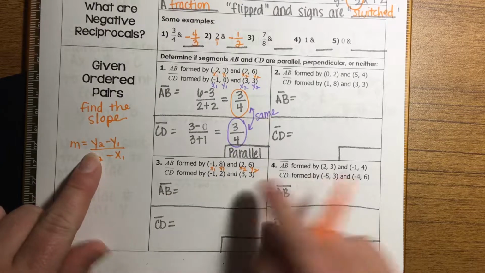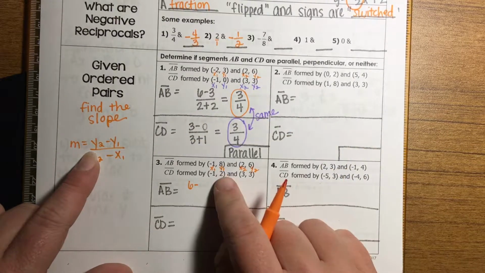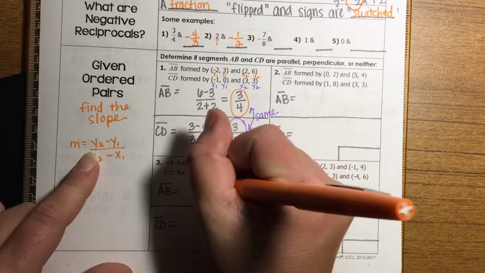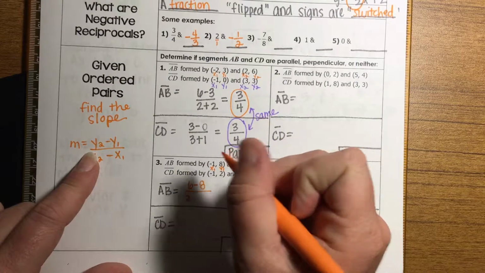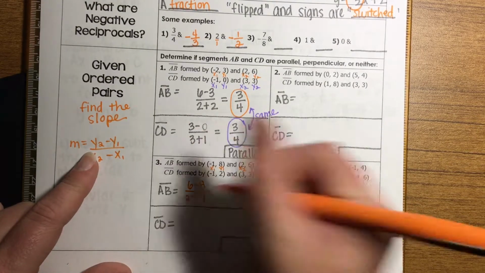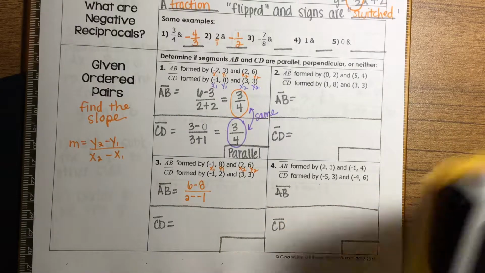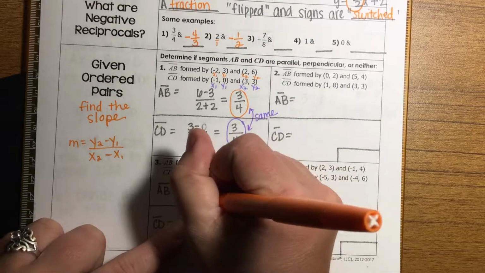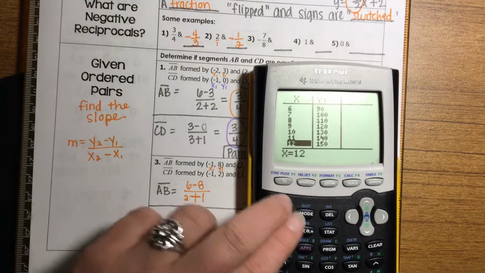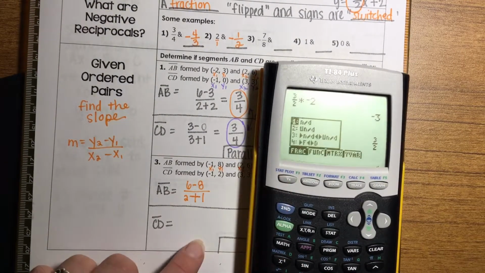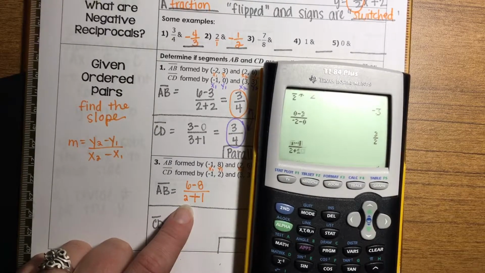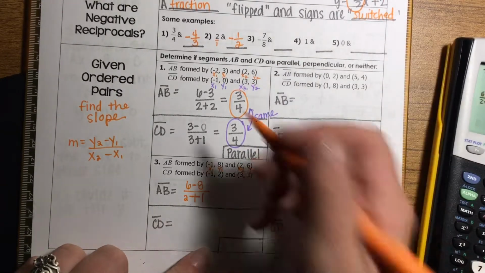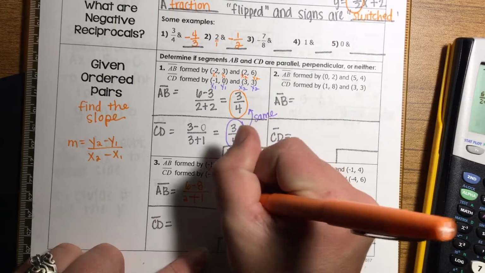So I have y2, which is 6, minus my y1, which is 8, all divided by x2, which is 2, minus a negative 1. Here I have a negative times a negative, which gives me a positive. From there, I plug it into my calculator. I hit alpha y equals enter to get my fraction. On top I have 6 minus 8, and on the bottom I have 2 plus 1. I hit enter, and it gives me negative 2/3. So my slope here is going to be negative 2/3.